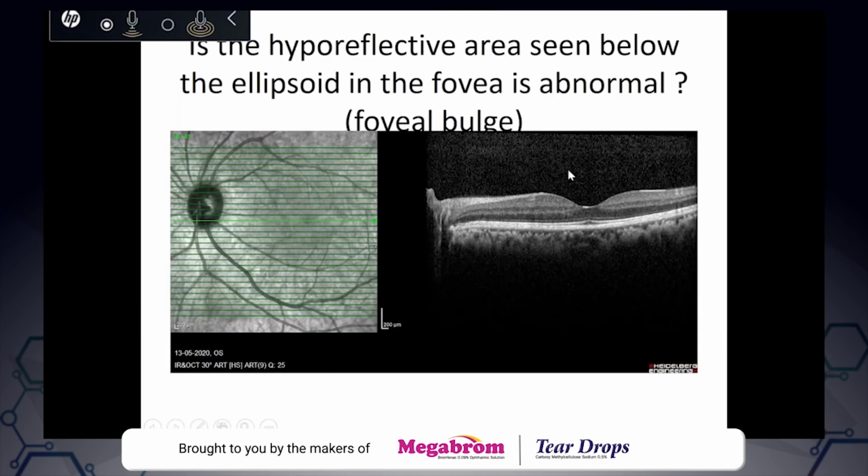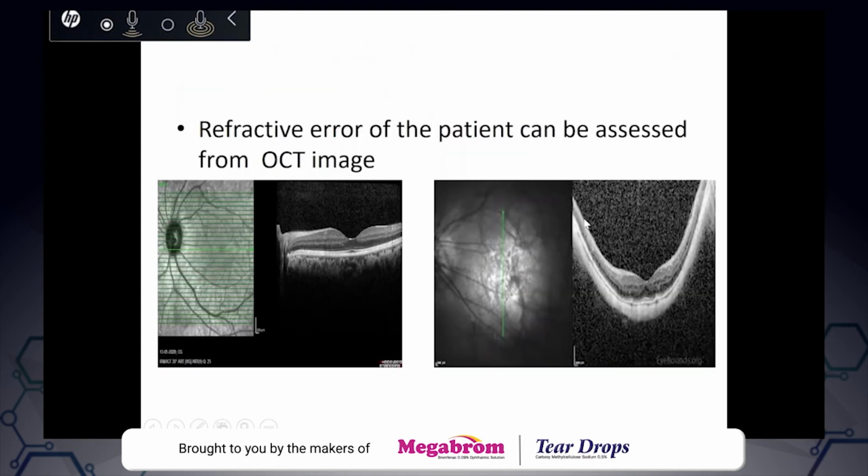Usually when you start seeing OCT pictures, the residents will ask whether this is something abnormal or not. This is called a foveal bulge, a small foveal bulge. Below the ellipsoid zone, this is actually normal because the long outer segment of the photoreceptor is causing this. You see the normal OCT has an M profile in the inner retina, but the outer retina has a mild concave profile.